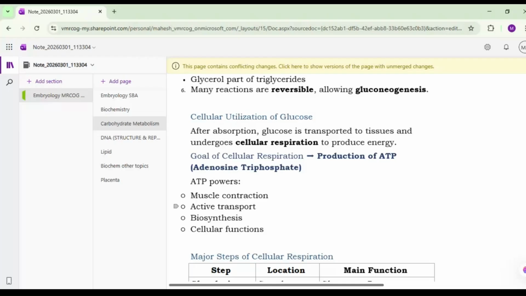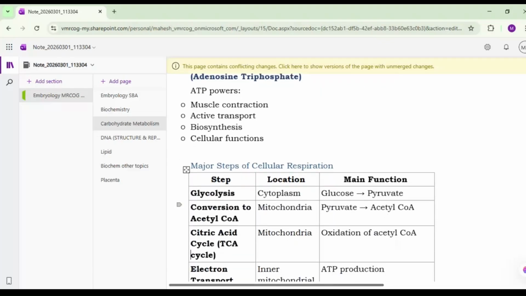So cellular utilization of the glucose. After absorption, glucose is transported to the tissues and it undergoes cellular respiration to produce energy. So what is the goal of cellular respiration? It is the production of ATP, that is adenosine triphosphate. Now why is this ATP required? ATP is required for muscle contraction, active transport, biosynthesis and cellular functions. For all these functions, you need ATP.